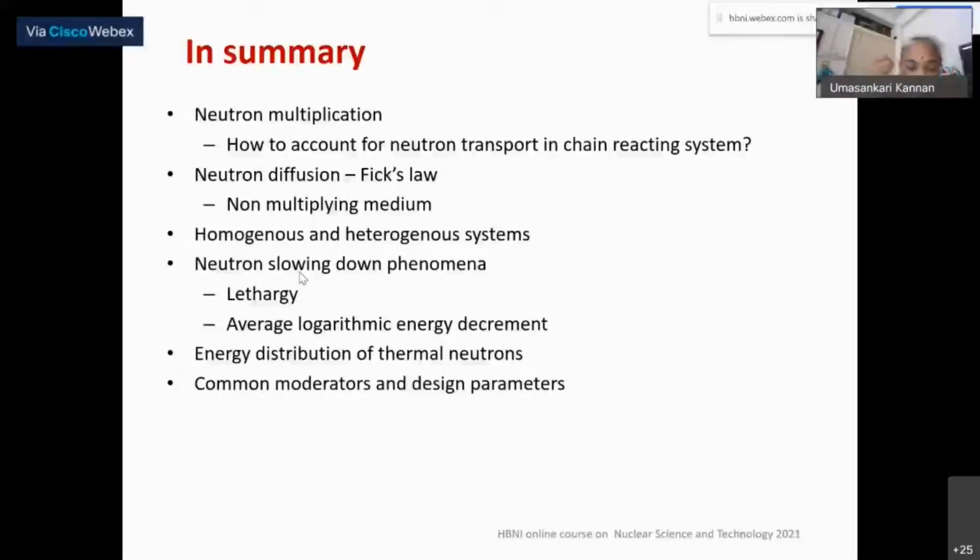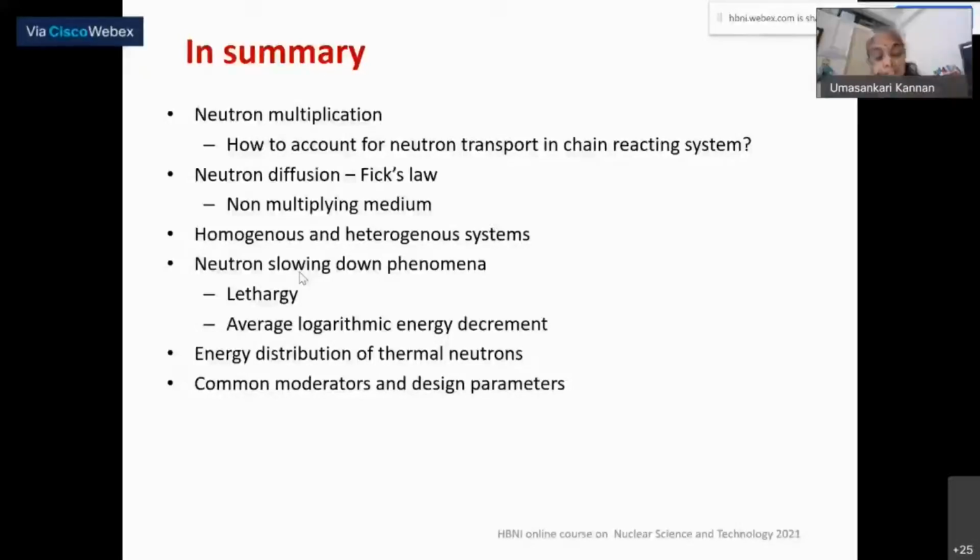Then we got some insight into homogeneous and heterogeneous systems. We saw the neutron slowing down phenomenon, how the neutron loses energy with successive collisions. And then we defined two terms: one is the lethargy and the other is the average logarithmic energy decrement. If you go through my presentation, I think you will understand all these things. I will leave today's presentation also. It will be uploaded shortly.